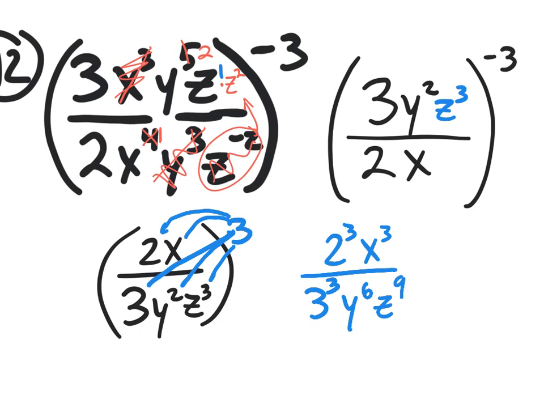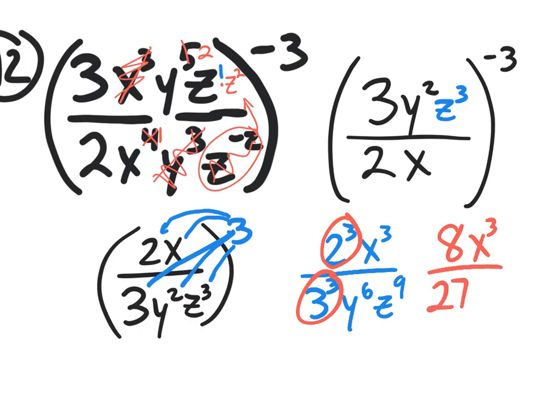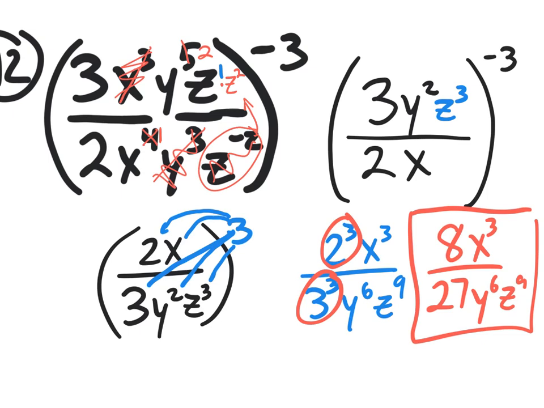The only other final thing to do is to do the 2 to the 3rd and the 3 to the 3rd. 2 to the 3rd is 8. So you have 8x to the 3rd. 3 to the 3rd is 27. 3 times 3 times 3 is 27. Y to the 6, z to the 9th. It's a lot of work. You're going to have to do it tomorrow.